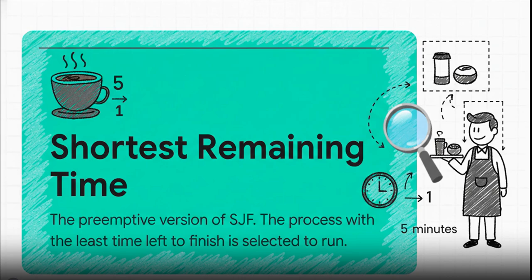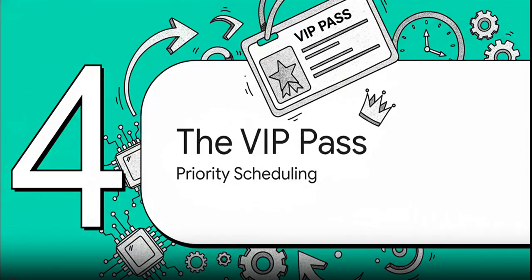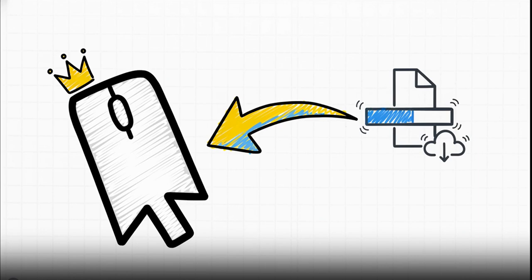Talk about responsive. Okay, so far we've only been talking about how long a job takes, but what if some jobs are just more important than others? This brings a whole new layer to the game, what you could call the VIP pass. We call it priority scheduling. I mean, think about it. On your own computer, right? You moving your mouse cursor smoothly across the screen is probably way more important in that exact moment than some big file that's downloading in the background. The operating system has to have a way of saying, hey, you're critical. You get to cut the line. It's not about being the shortest, it's about being the most essential.